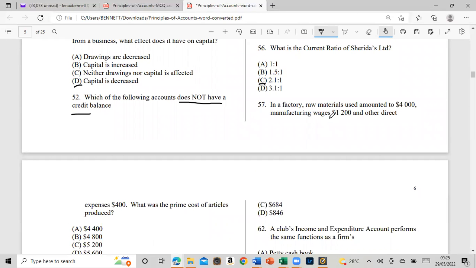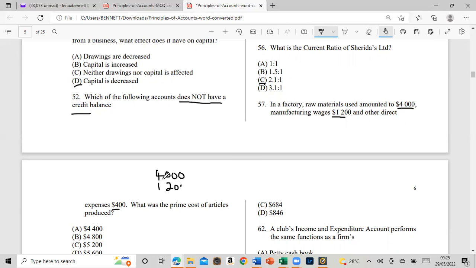It says, in a factory, raw material used amounts to $4,000. Manufacturing wages, let's underline this as a dollar. So that's 4,000. And other direct expenses of $400. What was the prime cost of the articles produced? So how much money did it take to produce this, right? So raw materials, we need that. So let me just add this 4,000 here. Manufacturing wages, that's how the people are working at the factory.